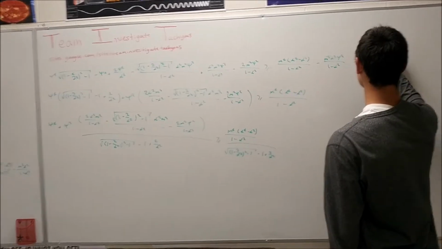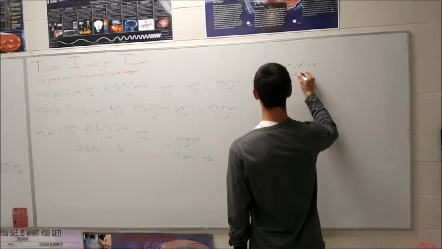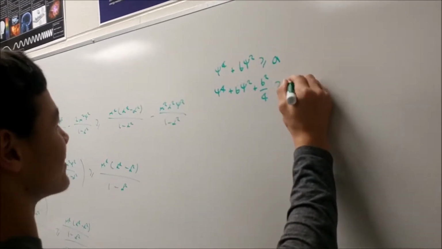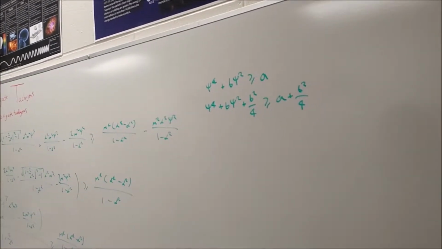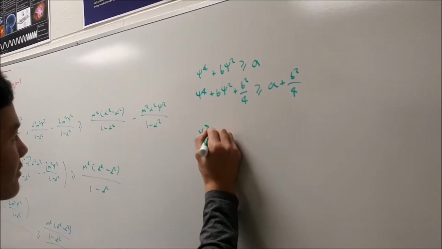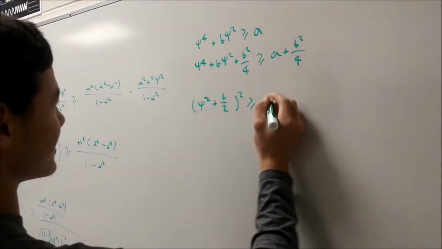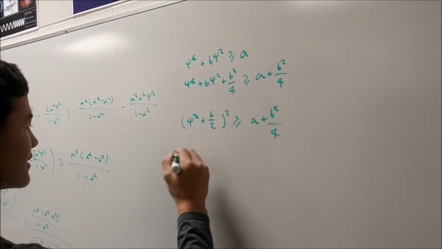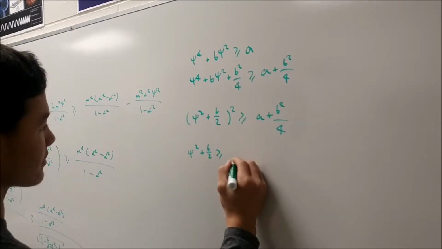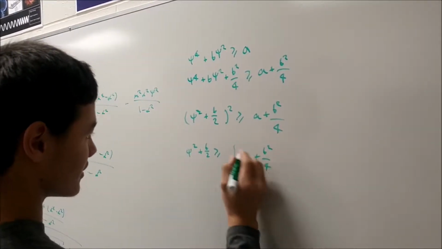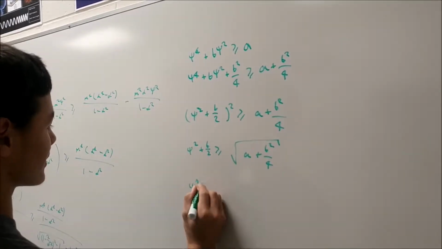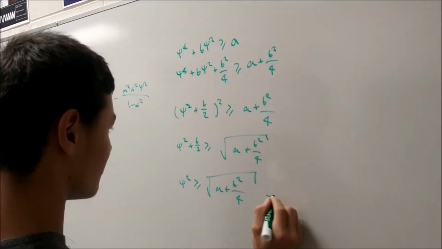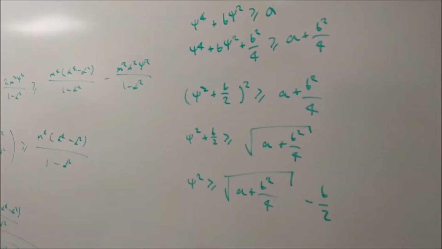So then sine to the 4 plus b psi squared plus b squared over 4 is greater than or equal to a plus b squared over 4. Correct? So psi squared plus b over 2, squared, is greater than or equal to a plus b squared over 4. And psi squared plus b over 2 is greater than or equal to the square root of a plus b squared over 4. So psi squared is greater than or equal to the square root of a plus b squared over 4, minus b over 2. So wait, all we have to do is plug in our values of a and b.